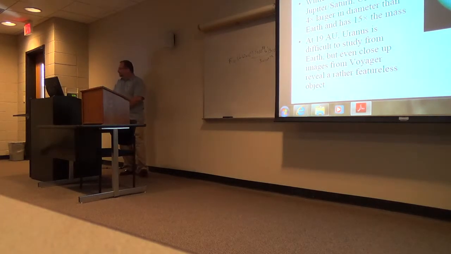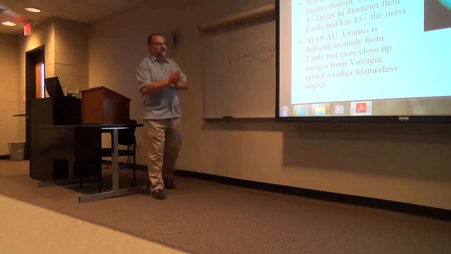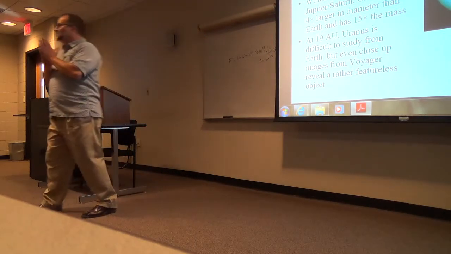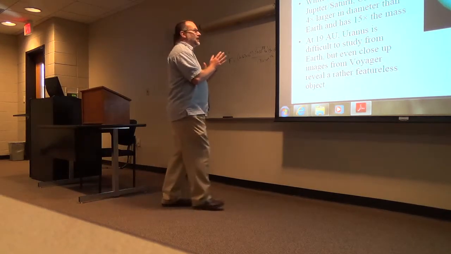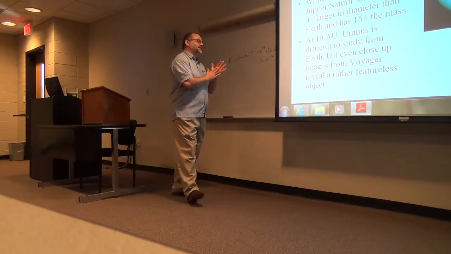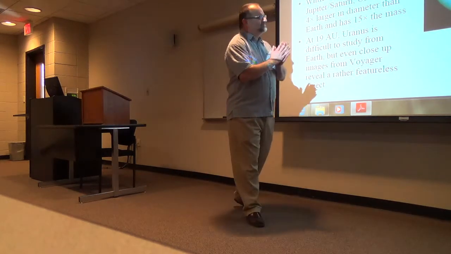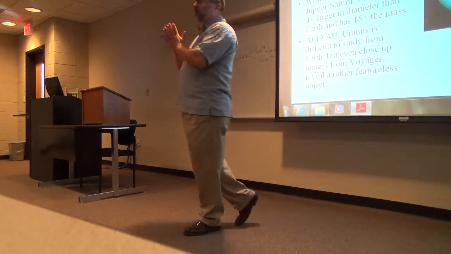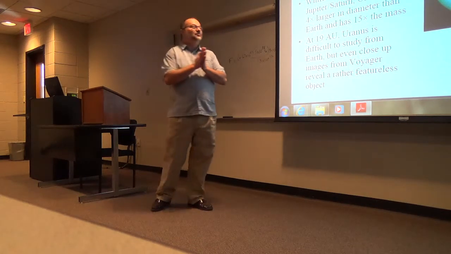So, visually, unless you really like this color, Uranus is one of the most boring of the gas giants. It does have rings. They're small, they're thin. It's out at about 20 AU or 19 AU. It's hard to study because it's so far away. But even when Voyager went by, it's pretty much featureless. It's just a big blue ball. No cloud structure, nothing like that, just a big blue ball.